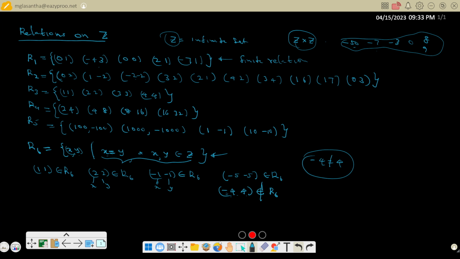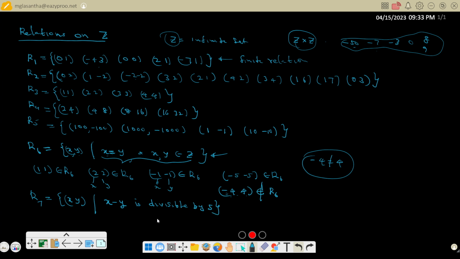Can you write another relation on R? Let's say R7. I will write (x, y), where the rule you define is that x minus y is divisible by 5. Another one.